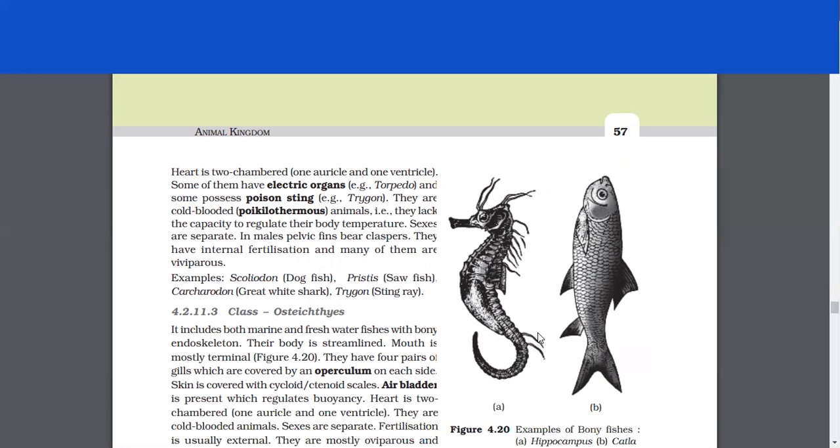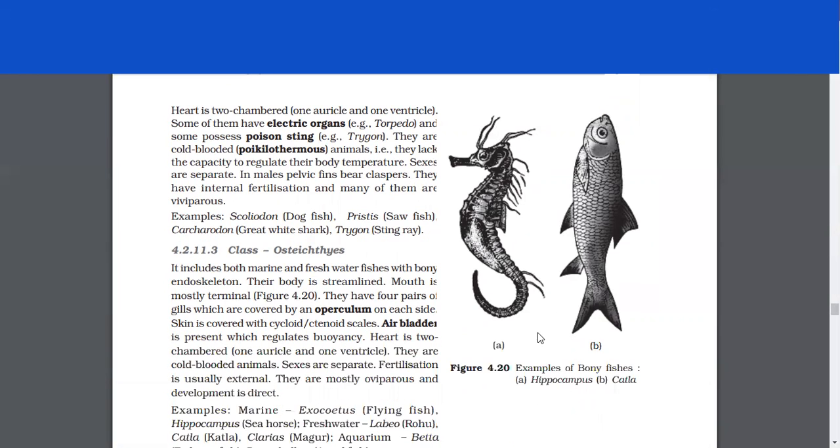Sexes are separate. In males, pelvic fins bear claspers. They have internal fertilization and many of them are viviparous. Examples: Scoliodon, Pristis, Carcharodon, and Trygon.